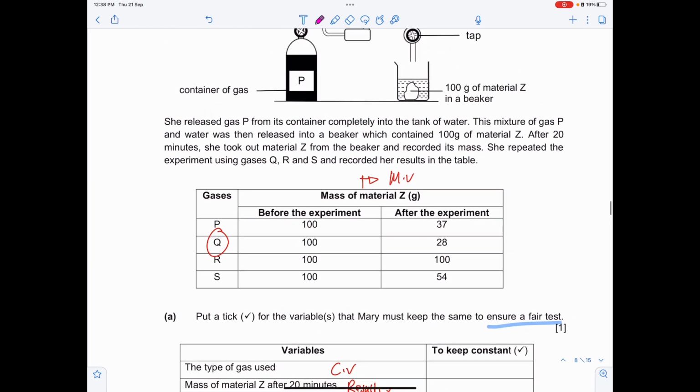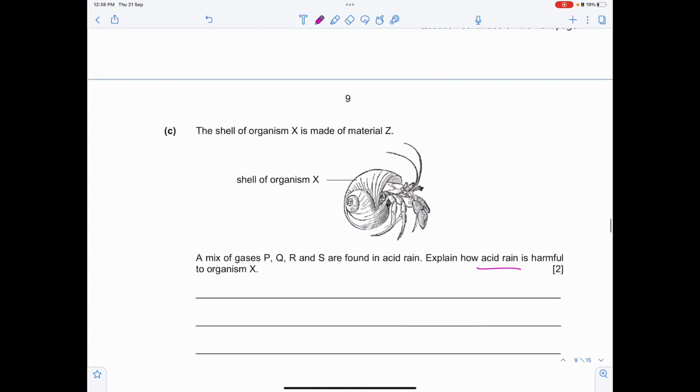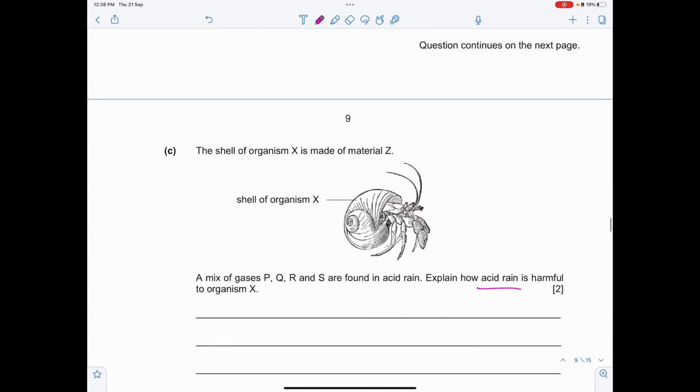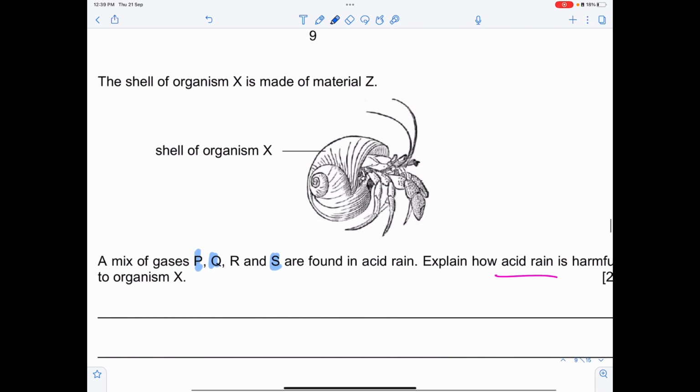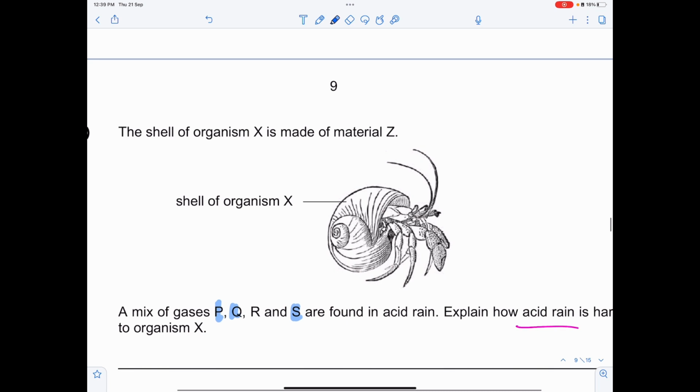Over here, they said that P, Q, R, S, all 4 are actually in the acid rain. Out of these 4, you know that P, Q, S, 3 of them will actually dissolve away the material Z. So because of that, you have to say that it will damage, destroy, dissolve to that extent. So that is the cause. So now the effect.